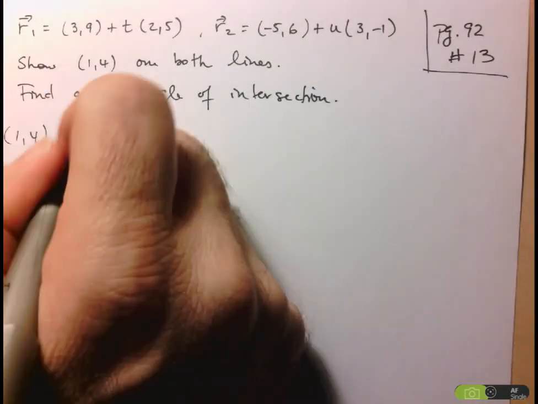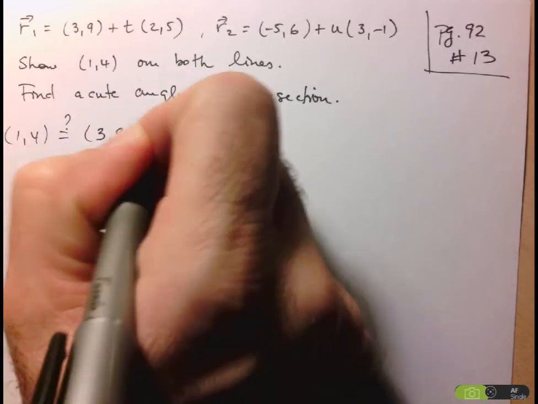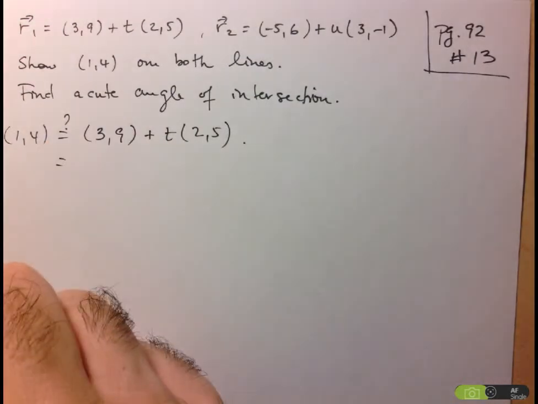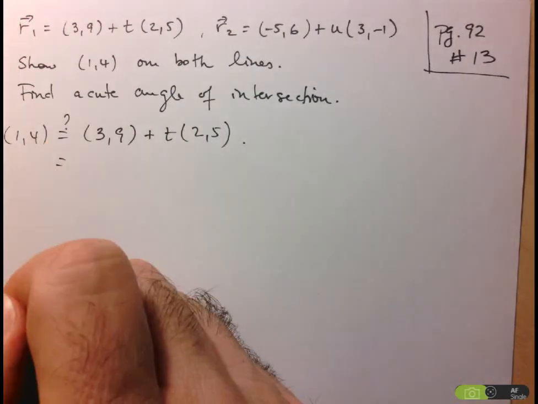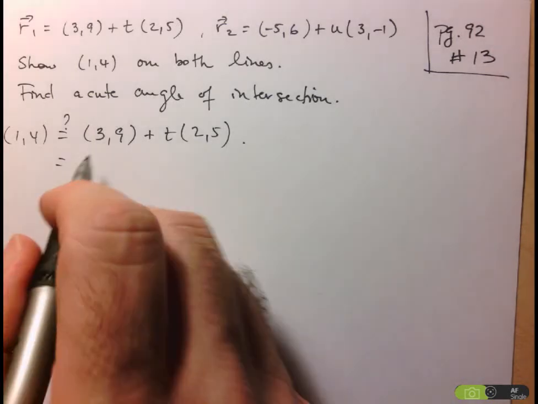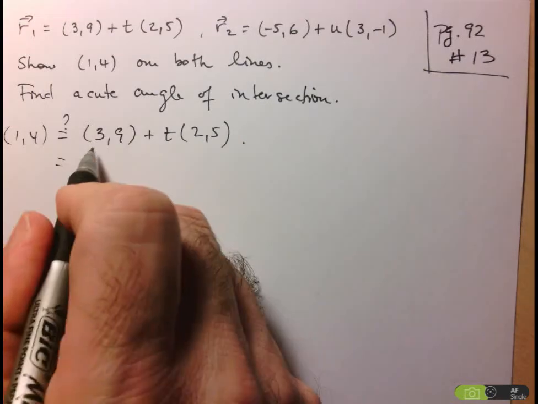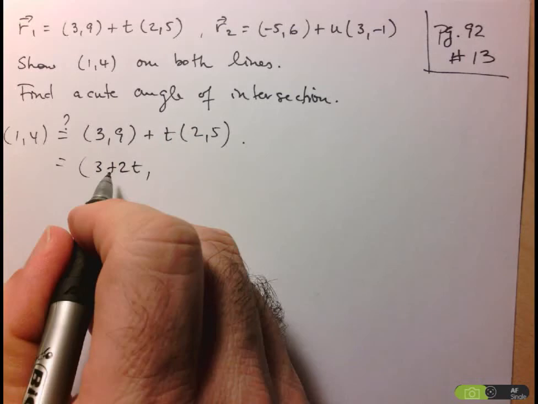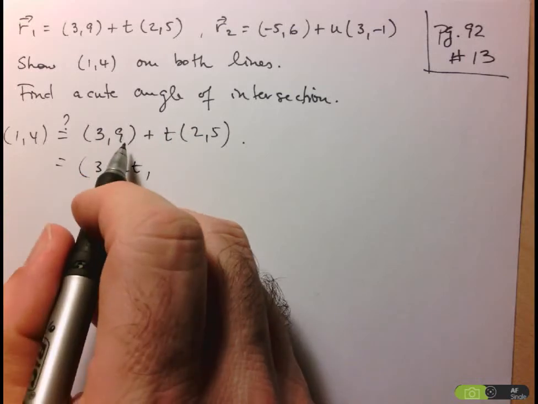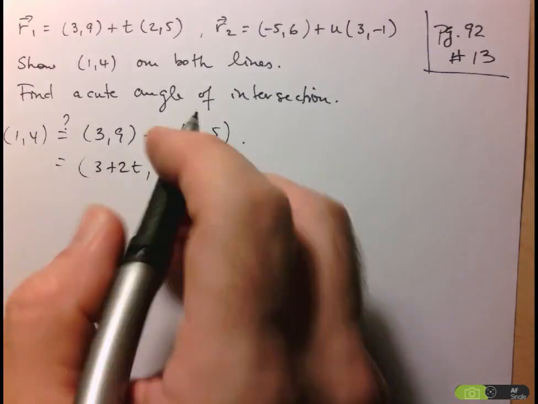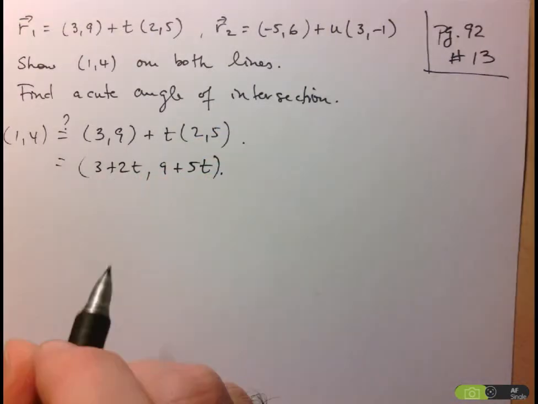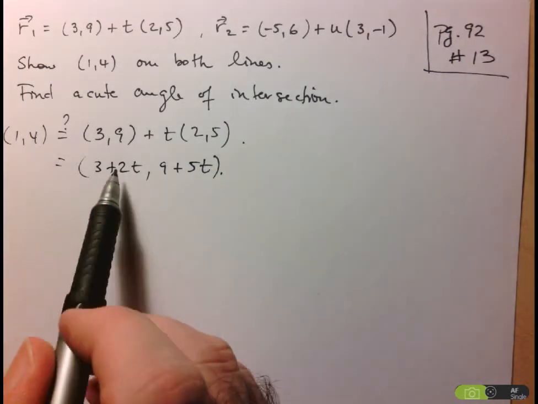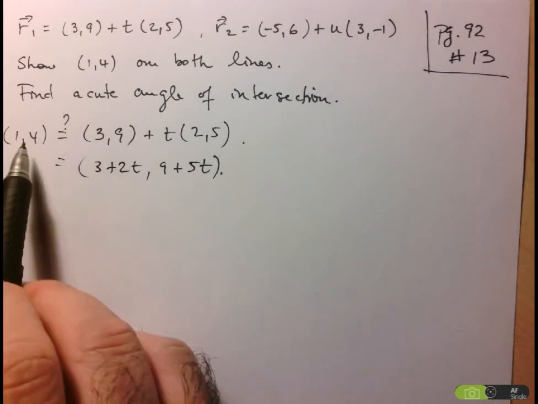Okay, so I need to find some t value that's going to make (1, 4) equal to (3, 9) plus t times (2, 5). Let's take a look at this right-hand side. Let's bring it all together under one vector symbol. Here I'm adding the x components, so 3 plus t times 2, so 3 plus 2t is the x component of any point on this line, and then I bring together the y components. 9 plus 5t represents the y component of any point on this line. So we need to show that these two vectors are in fact equal.